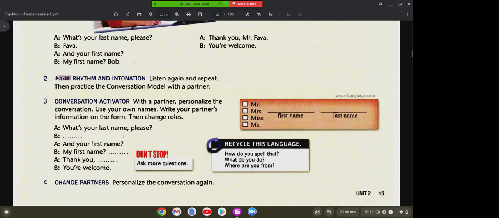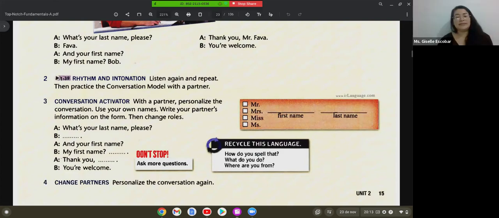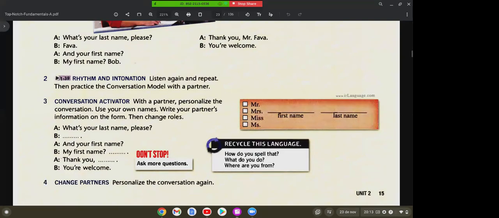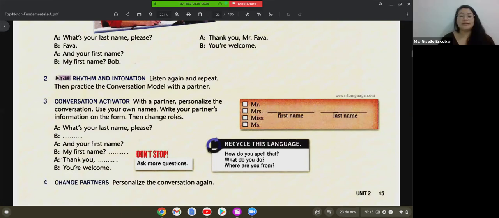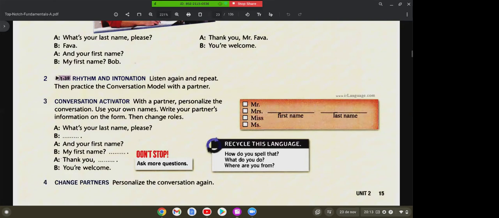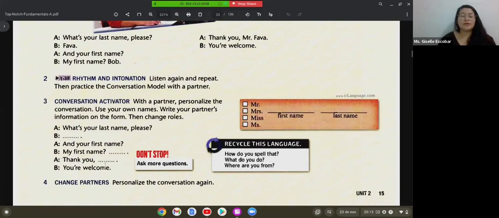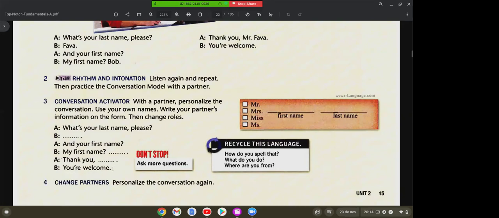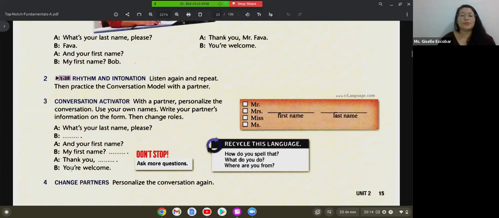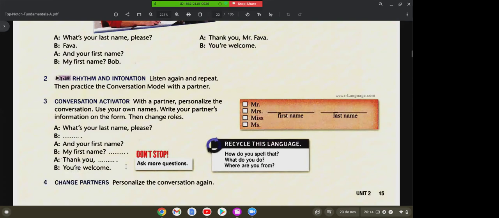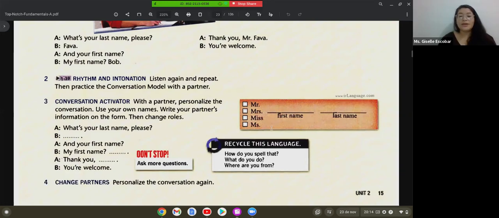Yes. Awesome. What's your last name, please? Your last name, Cruz. And your first name? My first name, Alex. Thank you, Mr. Cruz. Thank you. Okay, you're welcome. Repeat. You're welcome. Awesome.